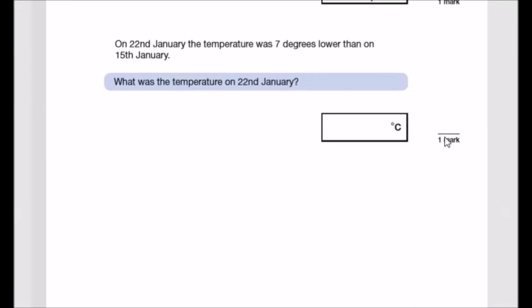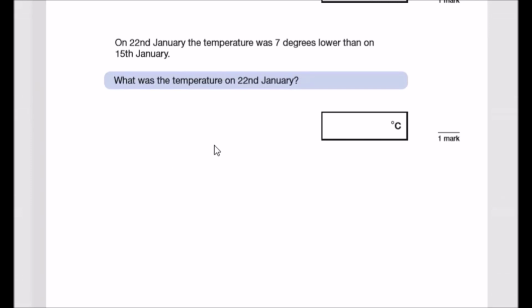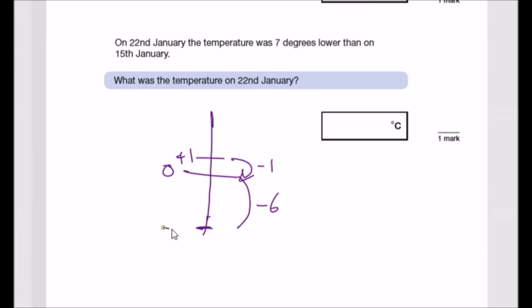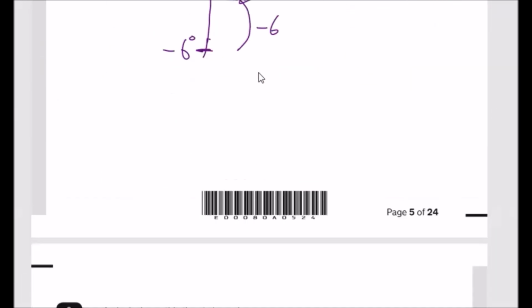So again, let's look at this carefully. So if you draw a nice little number line or thermometer, put this as 0 and +1, you're going down by 7. So first you go down 1, so that's -1, and you need to go down 6 more. So of course, from 0 minus 6, you must be at -6. So -6 degrees Celsius. Okay, good stuff.